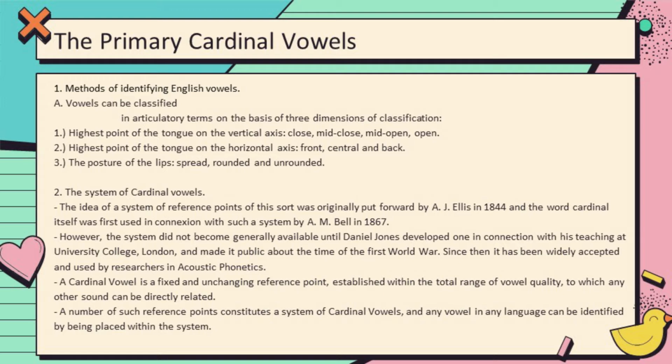A cardinal vowel is a fixed and unchanging reference point, established within the total range of vowel quality, to which any other sound can be directly related. A number of such reference points constitute a system of cardinal vowels, and any vowels in any language can be identified by being placed within the system.